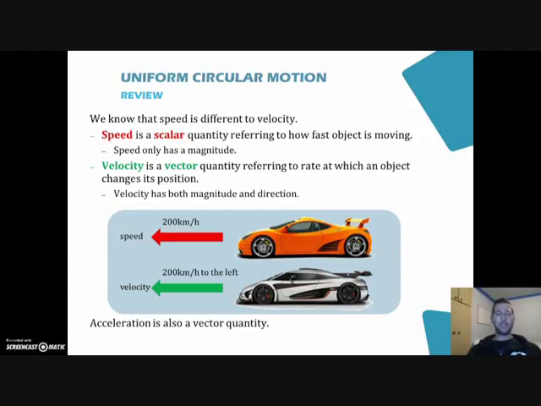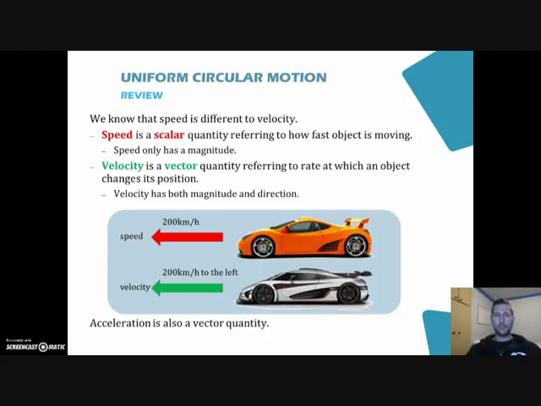Speed is a scalar quantity and velocity is a vector quantity, and they are different things in physics. So speed refers to the magnitude, and you can see that in the example one with the orange car. The orange car's speed is 200 kilometers an hour. Now, with the car underneath, the white one, the velocity is written as 200 kilometers an hour to the left. Now, the white car also has a speed of 200 kilometers an hour, but with velocity being a vector quantity, it has both the magnitude and the direction.